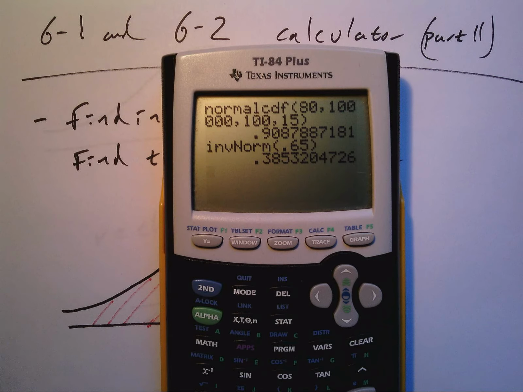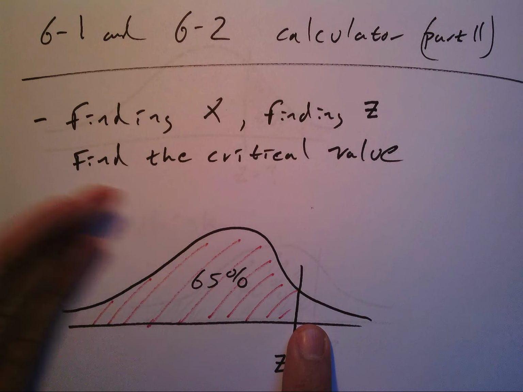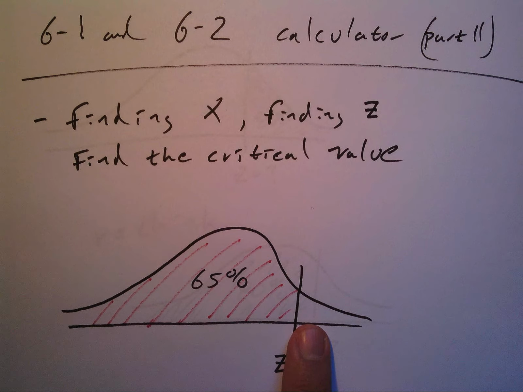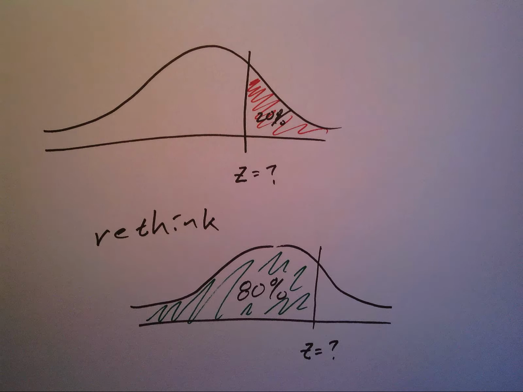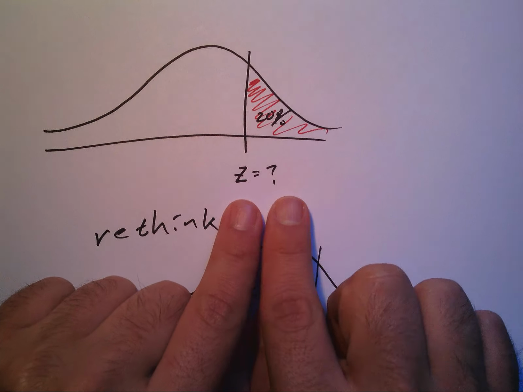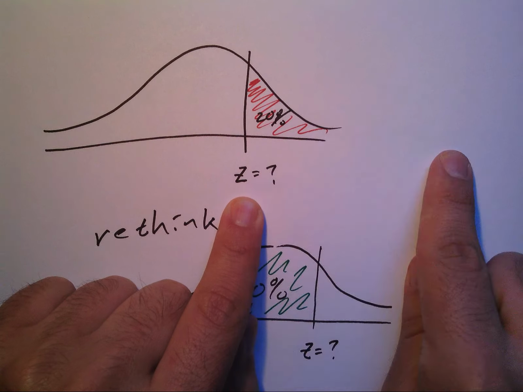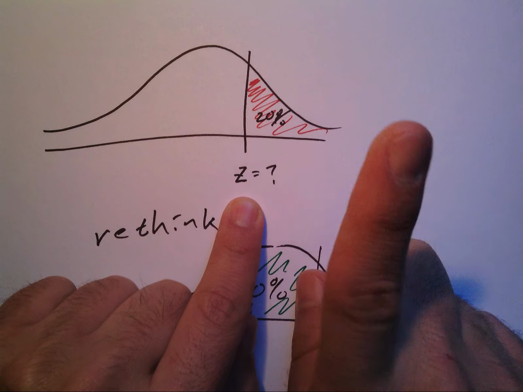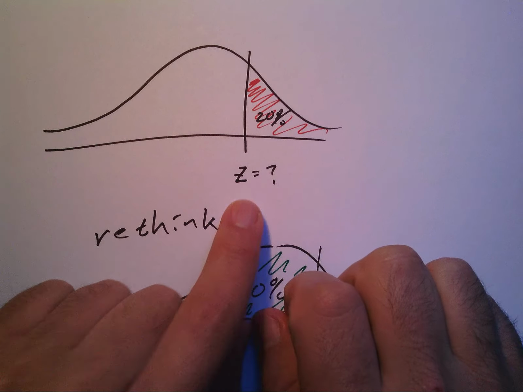There's a problem though. Do you see how this is drawn? I started counting my area all the way to the left. Alright? That's how z inverse works. Okay, let's get more specific. If I drew this top picture and I asked what is z, this area is asking the area about the right. That's not what inverse z does. Inverse z starts counting all the way to the left instead.